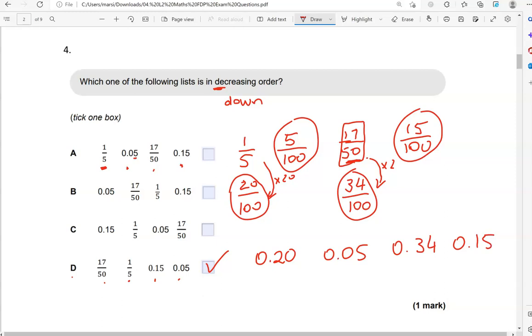Which one is the highest? Yes, 0.34 is the highest, which matches our fraction, 17 fiftieths. And then after that would be 0.20, which is the fraction 1/5. Then you'd have 0.15 and then 0.05.